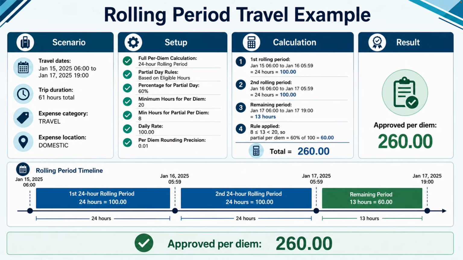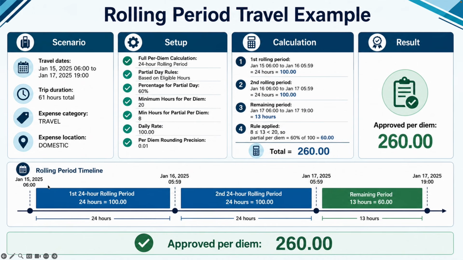Okay, rolling period time travel example. So the scenario is that I traveled on 15th, which was 6 a.m. in the morning, and then I came back on 17th, which was 7 p.m. Okay, evening, night, whatever it is. So it's 61 hours of total travel.